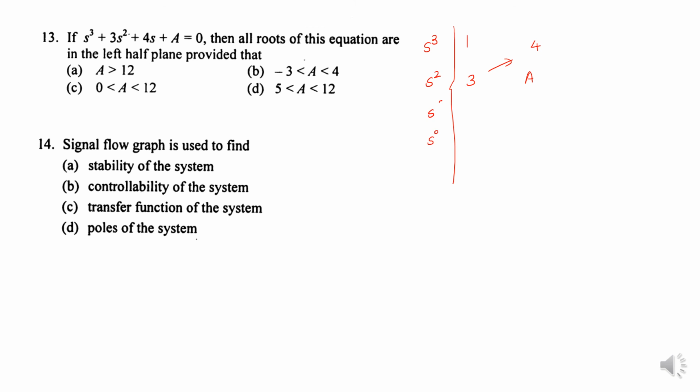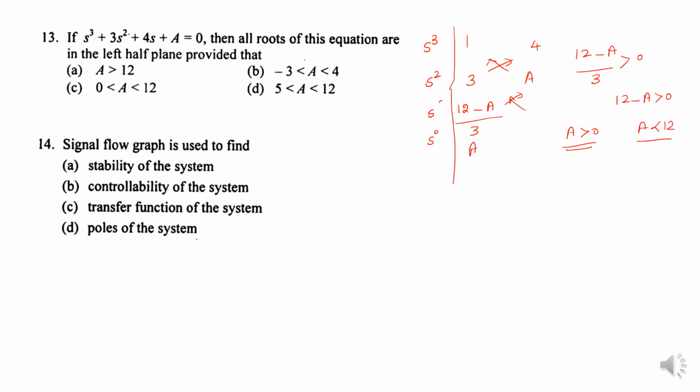Here cross multiply this, 3 fourths are 12 minus A divided by 3. Here cross multiply this into this minus 0 divided by the same term, we get A. So A is greater than 0 is a condition. The first column elements in a Routh array should be positive, then only the system is said to be stable. So 12 minus A divided by 3 is greater than 0, so 12 minus A is greater than 0, so A is less than 12.